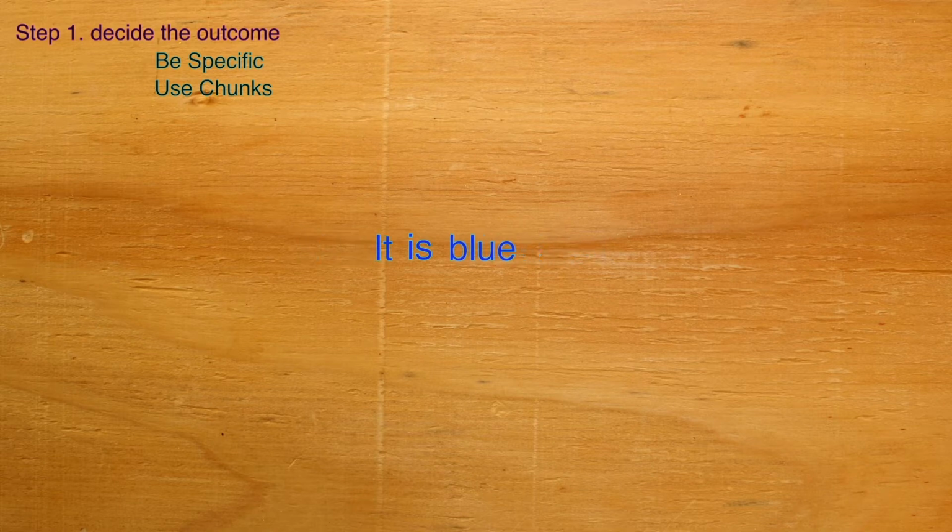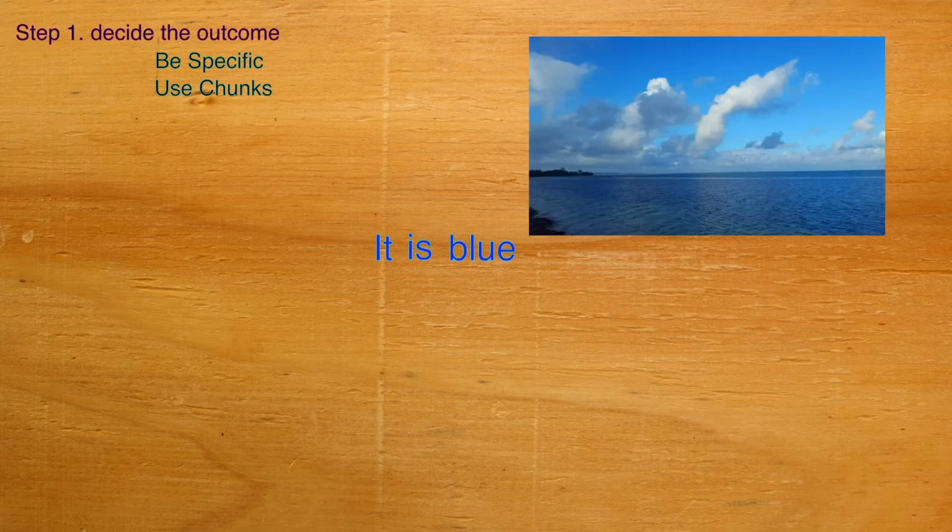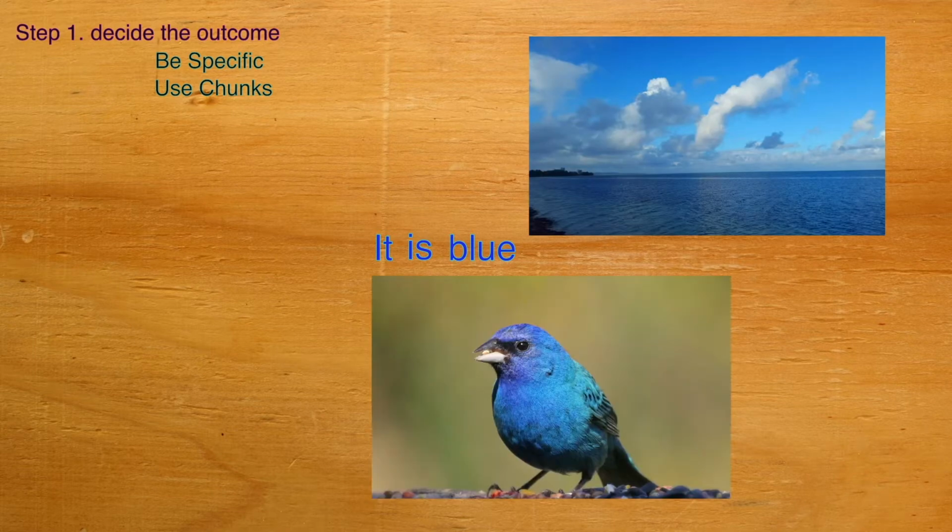The chunk "it is blue" lets me describe everything blue in the world and is grammatically correct, and it gives me the speaking ability as soon as I learn it. When I see the ocean, it is blue. When I see a blue bird, it is blue. All I need to know is that the phrase refers to things that are blue, and I can always learn the individual words later. Point being, use chunks instead of individual words.